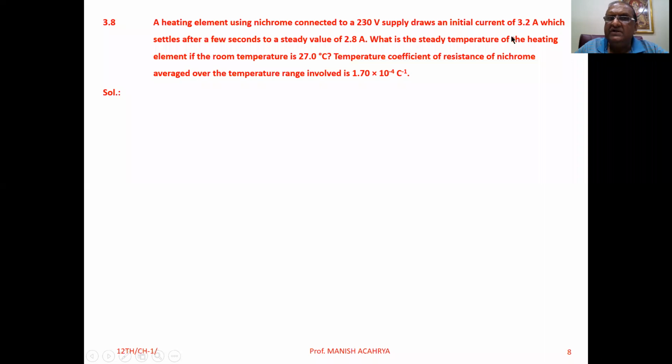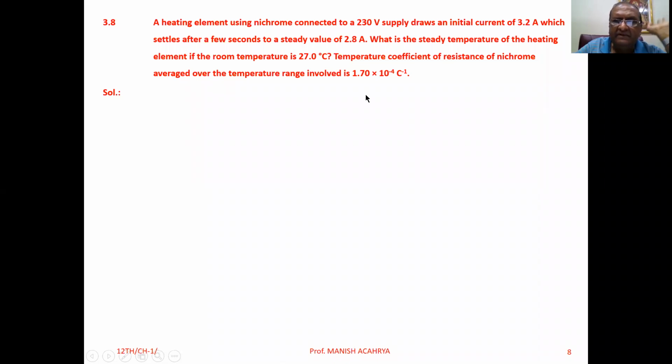So initially, when the circuit is switched on, the current is 3.2 ampere. At that time, room temperature is there. So we can say it is a cold wire, but when the current flows through it, the wire will be heated. So its resistance increases, voltage is constant, so current decreases, and finally, at a certain temperature when it is heated, the current becomes a steady one, right? So when the current becomes steady, at that time, what is the temperature of that wire, that we want to find?